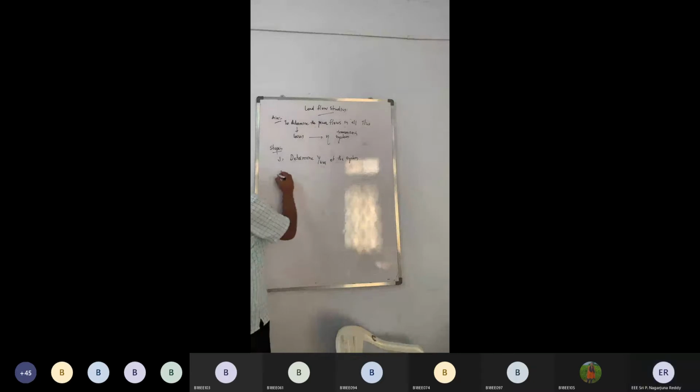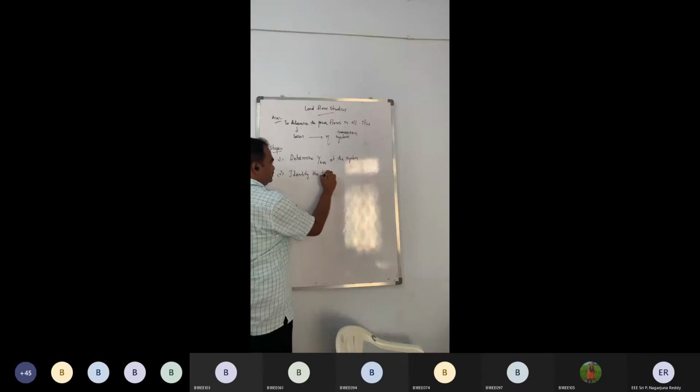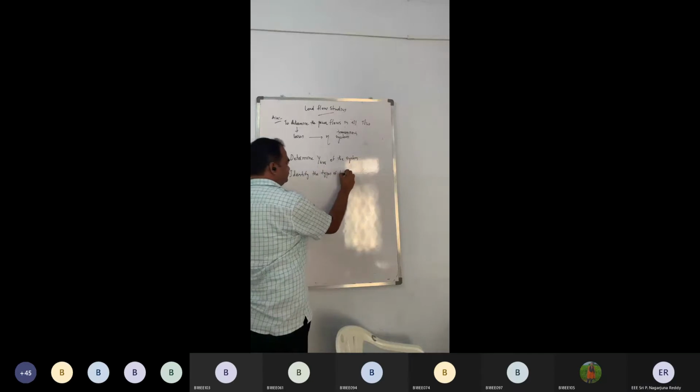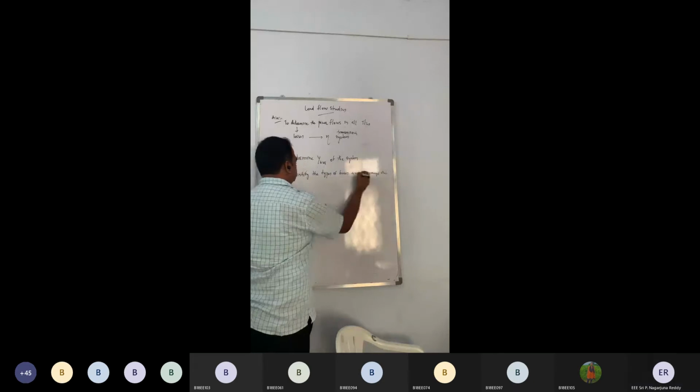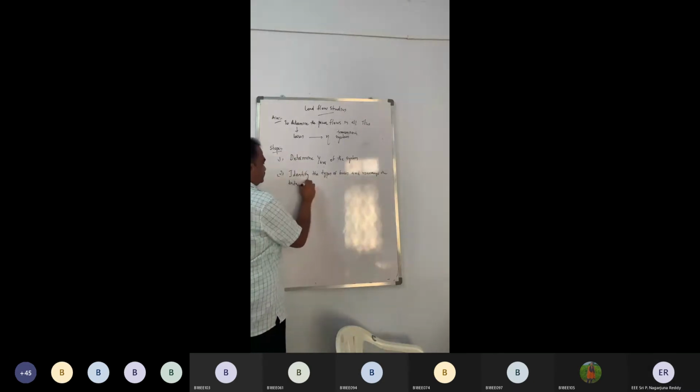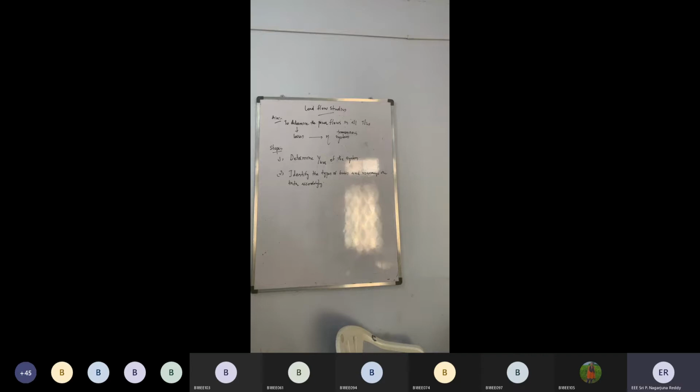The second thing is identifying the types of buses and rearrange the data accordingly. There will be a total different number of buses, there will be a large number of buses which will be given for you. And in each bus, different variables will be available for you. So your job is to identify the type of bus if it is not mentioned.